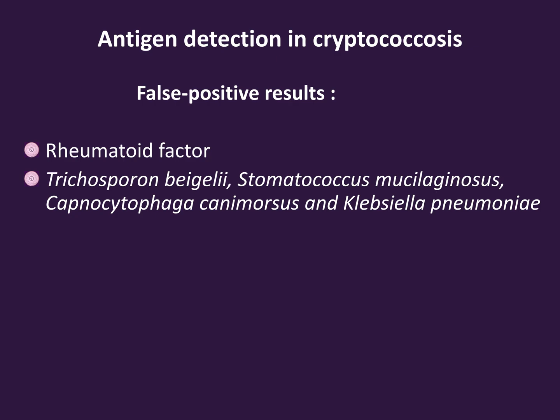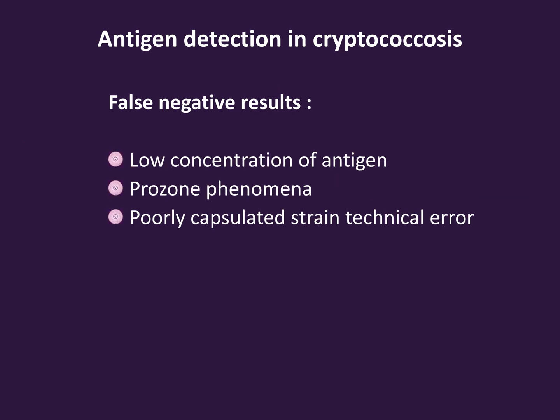These can give false positive results if the patient is infected with any of these diseases, and because of the presence of the antigens in the body, these can give false positive results. The false negative results can be due to low concentration of the antigen, the prozone phenomenon, and poorly encapsulated strains. Technical error can also be there.